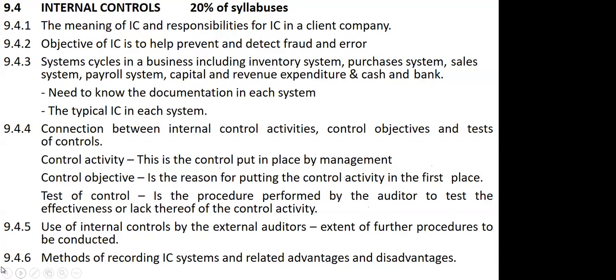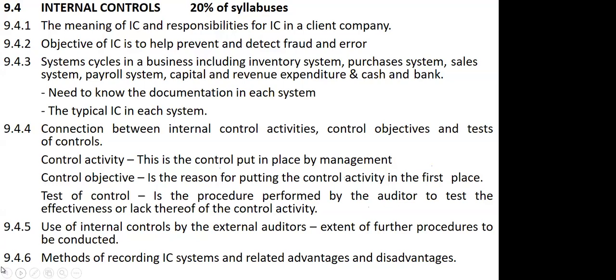And so we should also be aware of the systems in a typical business. We should know the inventory system, the goods received note, the orders, purchase orders, and all that. We need to know that. The purchases system, the payroll system, the capital and revenue expenditure, and cash and bank. We need to be aware of the controls, the systems. Only then can we be able to identify the non-existence of controls or suggest suitable controls. We need to know the documentation in each of these systems and the typical internal control in each system. We need to be aware of the segregation of duties, the authorization, and so on.